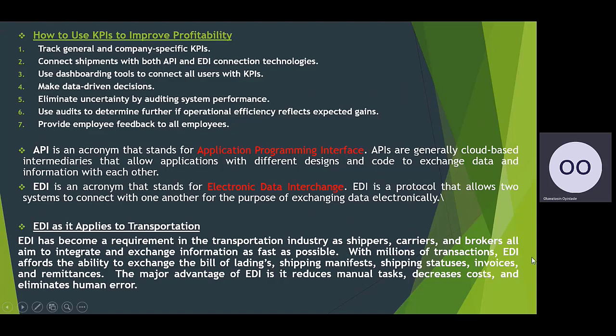With millions of transactions, EDI affords the ability to exchange the bill of ladings, shipping manifest, shipping statuses, invoices, and remittance. The major advantage of EDI is it reduces manual tasks, decreases cost, and eliminates human error because it's more electronic, so error is reduced. You're able to do some things electronically rather than using the manual that even have to cost more. So that's how it applies to the transit.